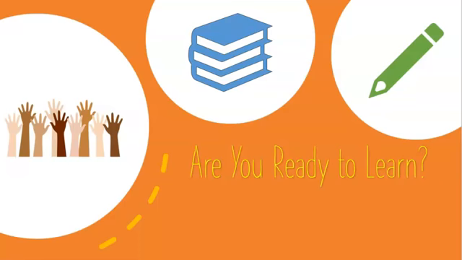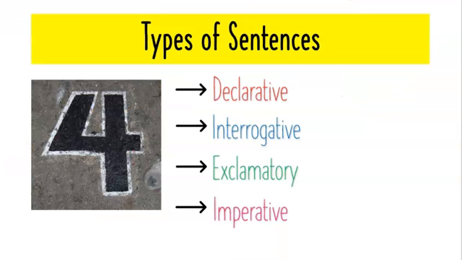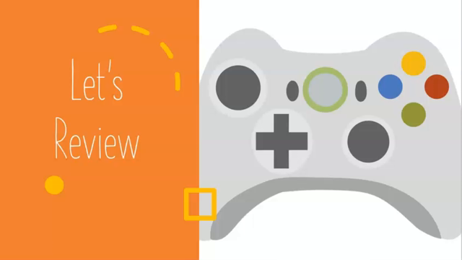Great, let's get started. In the last lesson, we learned that there are 4 types of sentences. Those 4 sentences are declarative, interrogative, exclamatory, and imperative. I don't know about you, but I love games. So how about we play a game and review the types of sentences?